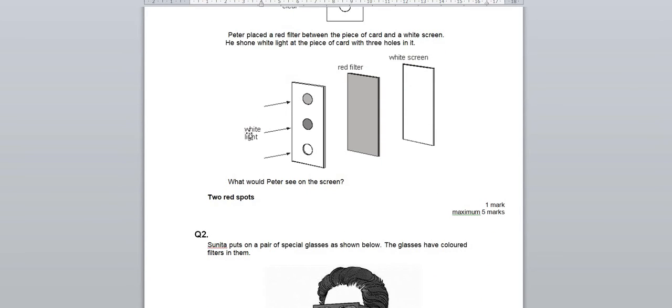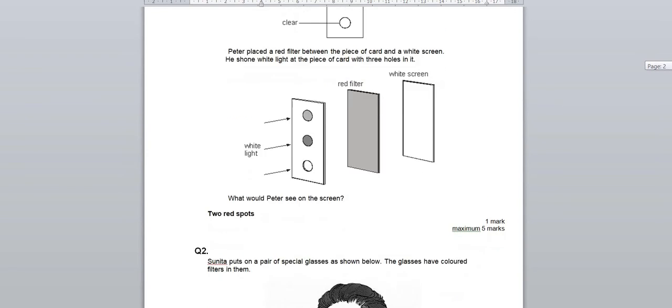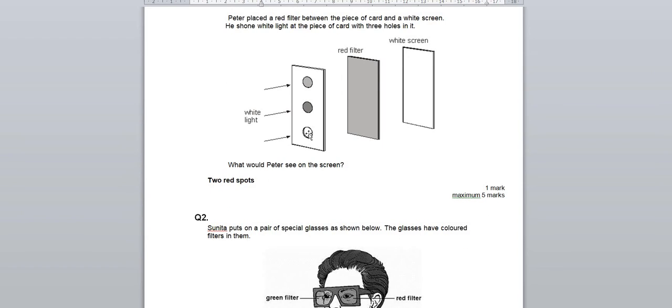So white light, so it's going to let red, green and white through. However, the green light will be blocked by the red filter, so the only thing that's allowed through is the light that's gone through the 2 red filters, so there'll be a red dot there, and then the white light, all the other colours will be absorbed, and then only red will be allowed to pass through, so you'll get 2 red spots on that screen.